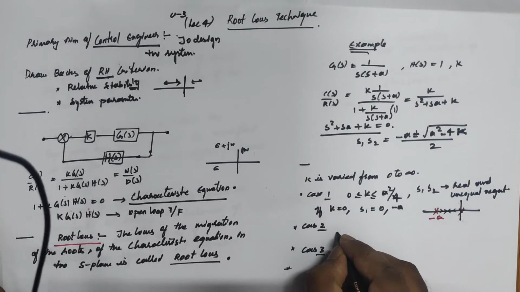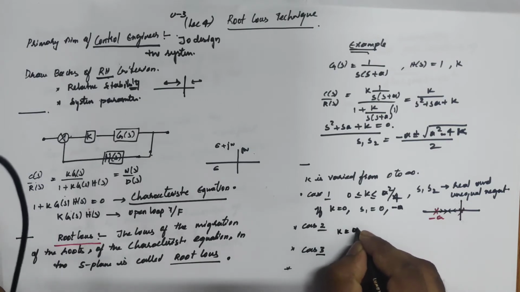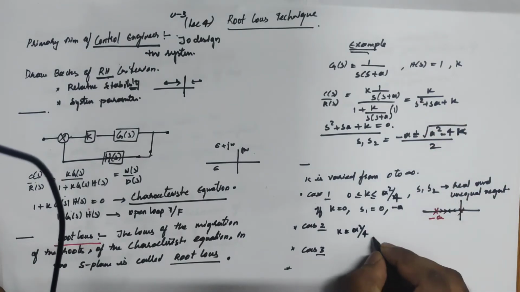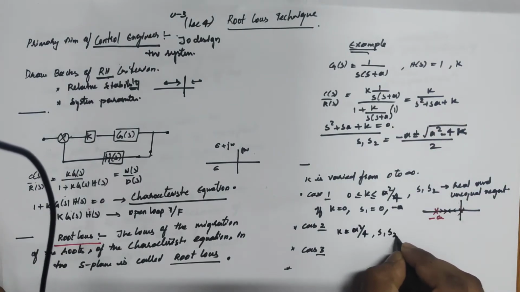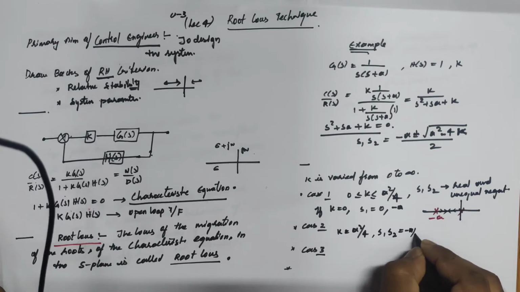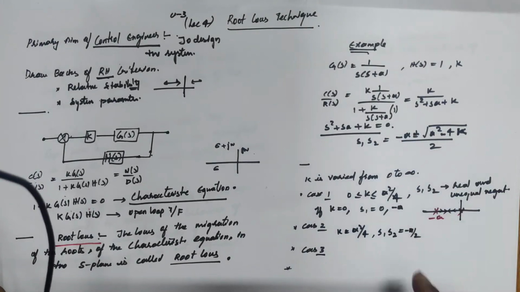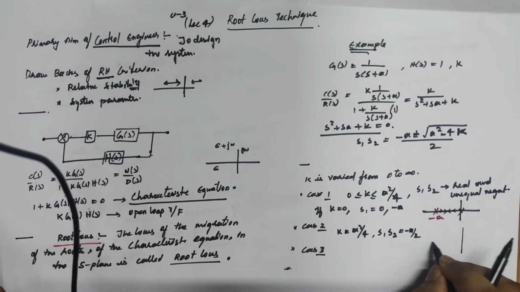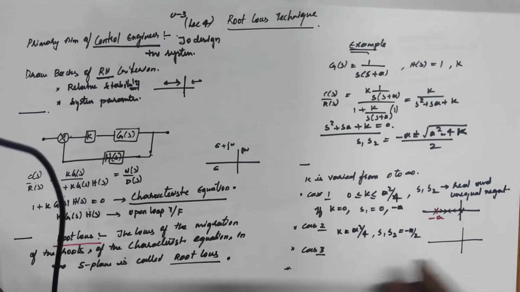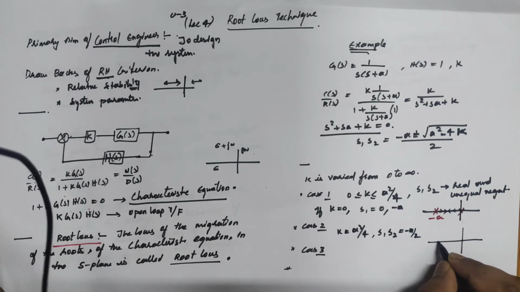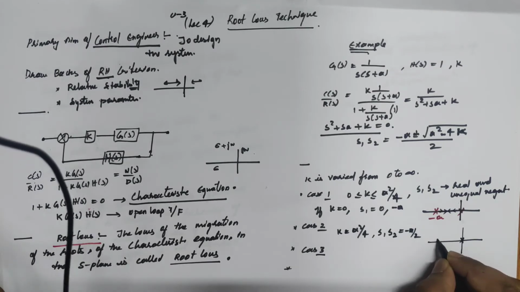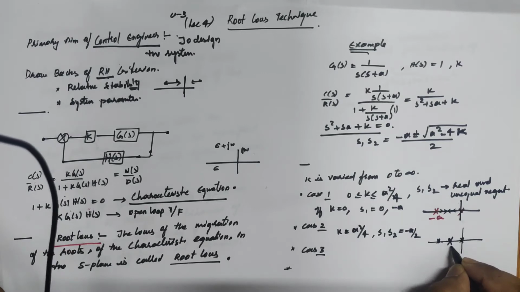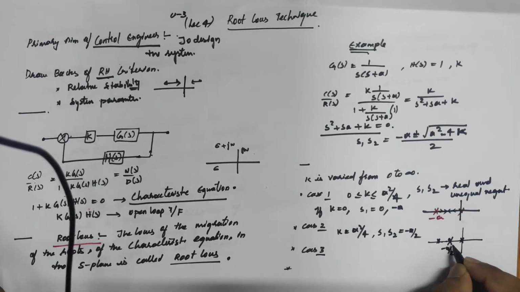Now what happens if k equals a square by 4? This whole root term becomes 0, and I'll get two poles s1, s2 both at minus a by 2. So I locate the poles directly here. My poles shifted from here to here, and finally I approach this point, minus a by 2, where I have two poles.